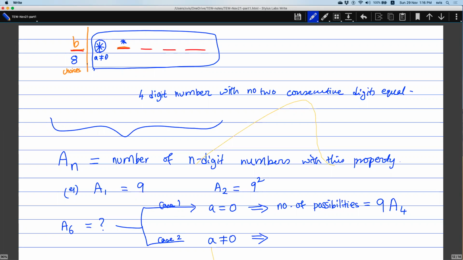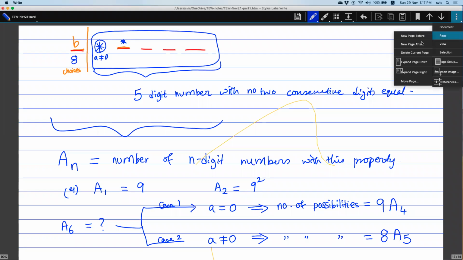So we break this up into these two possibilities. Think of this as a 5-digit number with no two consecutive digits being the same. Then the number of possibilities turns out to be 8 choices for B, and for the 5-digit number, there are A5 choices. You can see that these two cases are disjoint, because either A is 0 or A is not 0. You can't do any double counting here, and they are exhaustive possibilities, meaning that's all you can get. You don't get any additional choices.